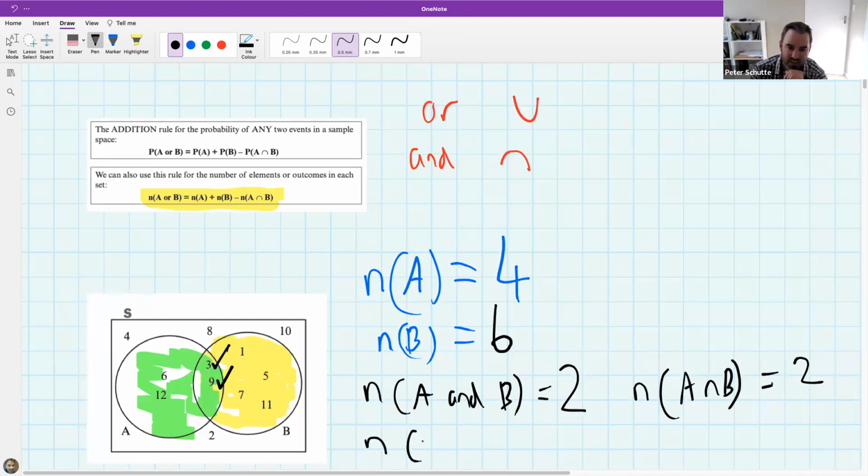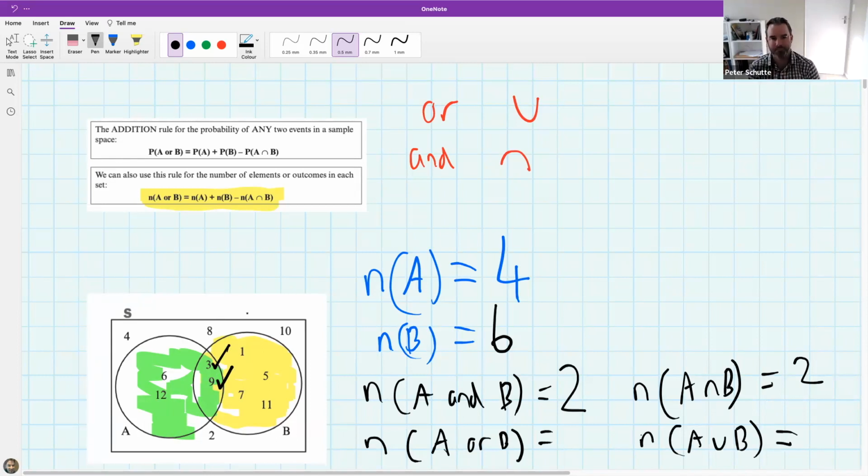Now, what if I say to you, what is in A or B? If I was using this notation, it would look like this. It can be in A, or it can be in B, or it can be in both. How many items are in A or B?